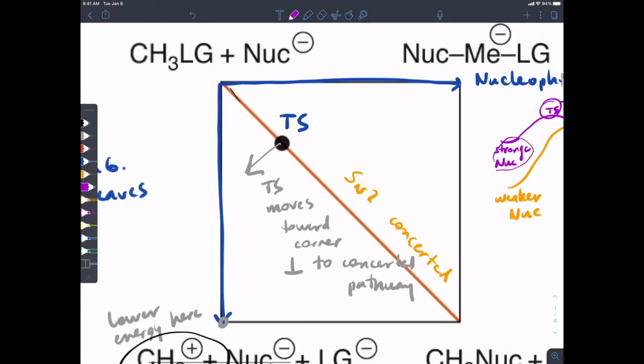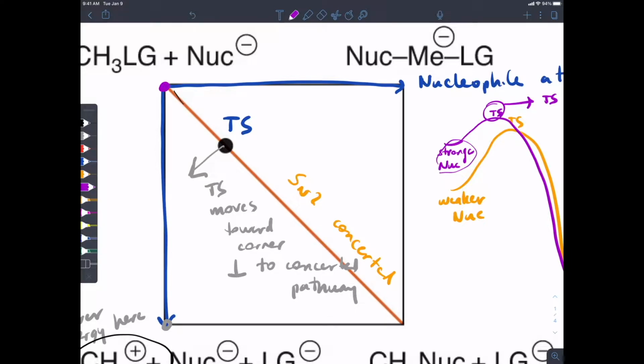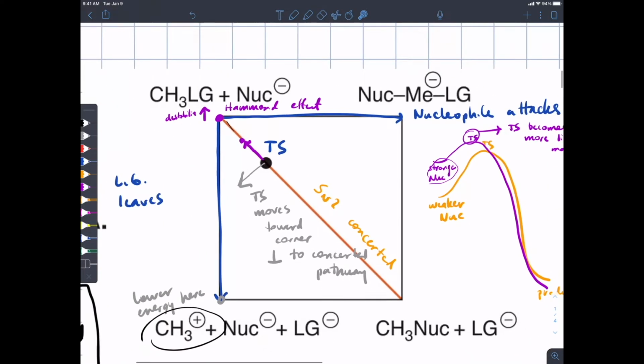So in terms of what this does to the transition state, if we raise the energy of this corner, if we destabilize this corner, it's going to move the transition state more towards the starting material. And that is called the Hammond effect. All right, so changes at the starting material or the product will result in effects that are consistent with the Hammond postulate. Changes off the diagonal with a carbocationic intermediate or with this anionic associated complex will cause the transition state to move not along the reaction coordinate here, but perpendicular to it.